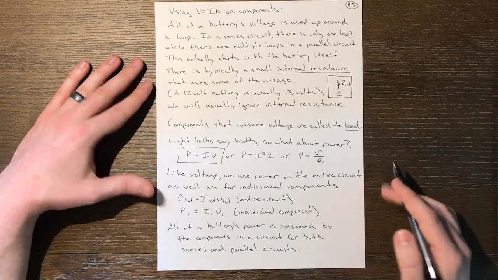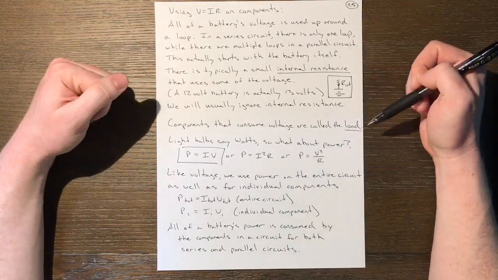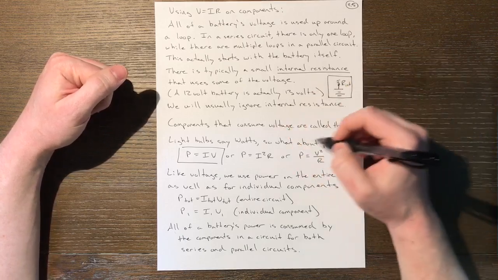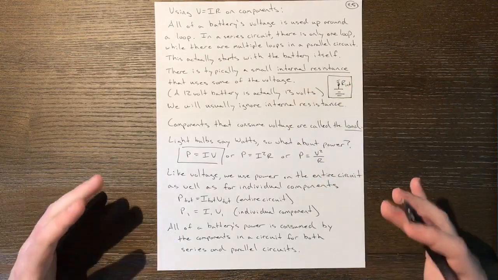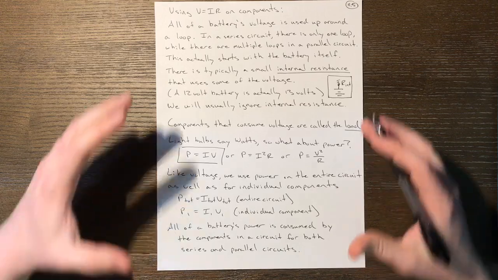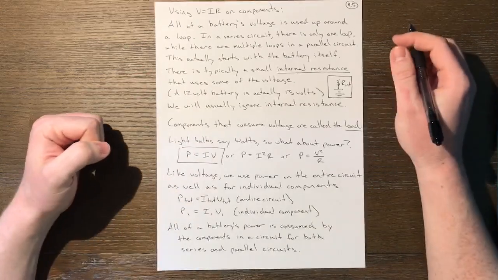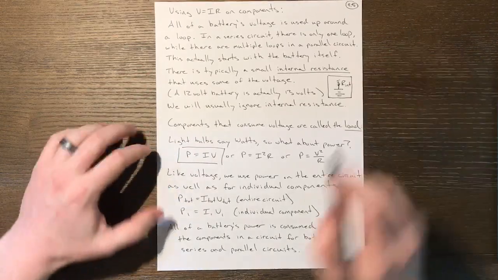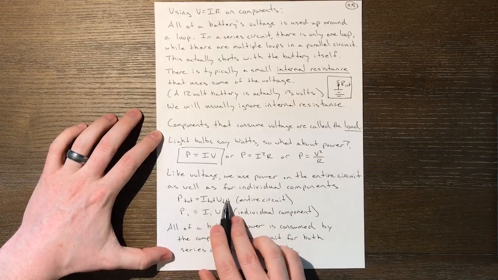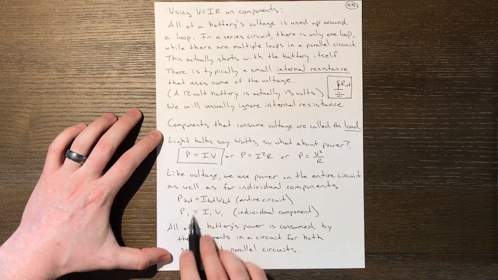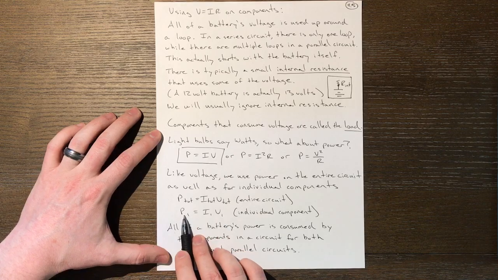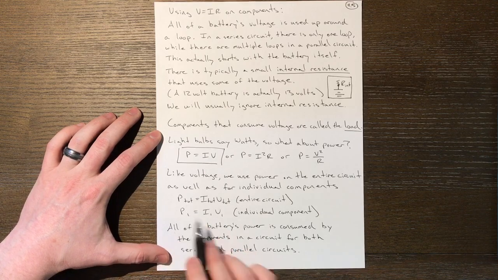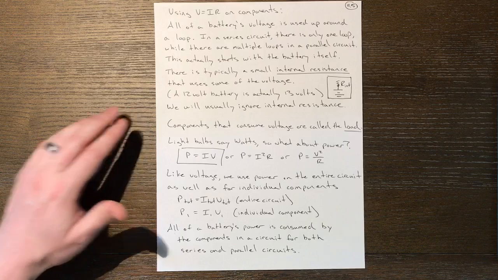And we have a similar rule. Just like for a battery, all the voltage needs to be used up on a given loop. The power needs to be used up by all the components. So it's not just about a loop, it's about every piece inside that circuit. The battery's power can be computed as I total V total. If we then add up all of our individual components' power consumptions, they should add up to the total power.